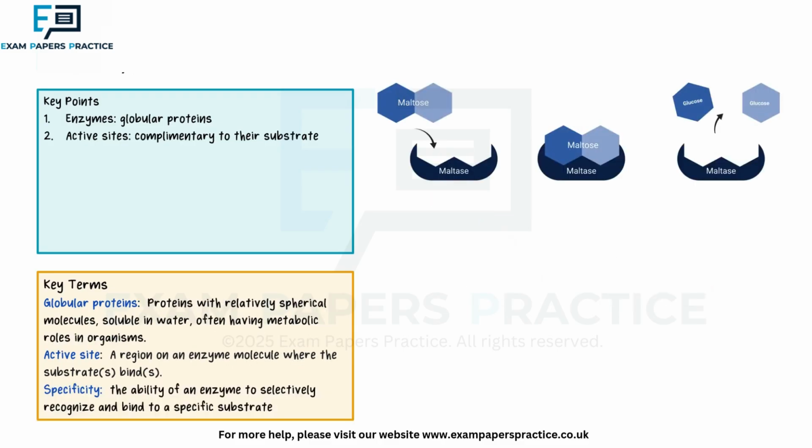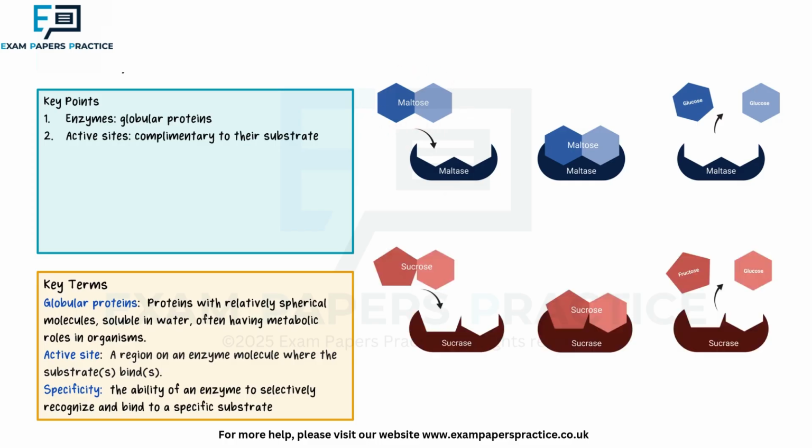So, for instance, the enzyme maltase will break down the disaccharide maltose, while sucrase is an enzyme which breaks down the disaccharide sucrose. Even though these saccharide molecules are chemically very similar, each saccharide with its unique chemical structure binds to the active site of a specific enzyme.